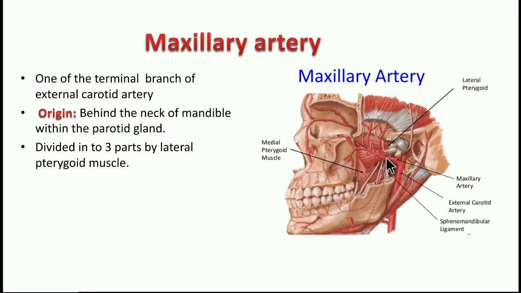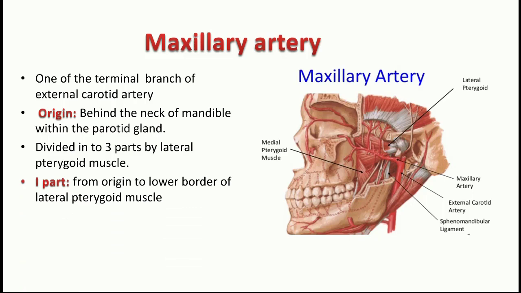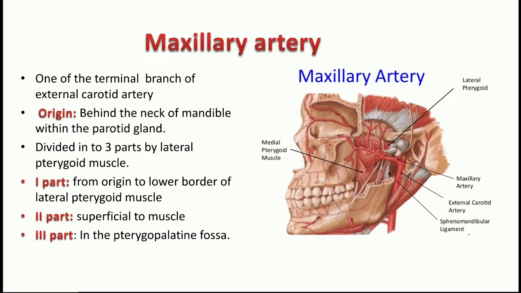The second part crosses the muscle. It might be superficial to the muscle or it might be deep to the muscle, and then it passes between the two heads or disappears between the two heads. So the second part can be considered as that which is related to the lateral pterygoid muscle, either superficial or deep. The third part passes between the two heads and then through the pterygomaxillary fissure it enters the pterygopalatine fossa. That is the third part of the maxillary artery.